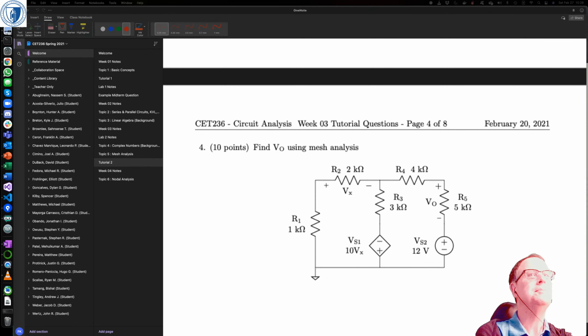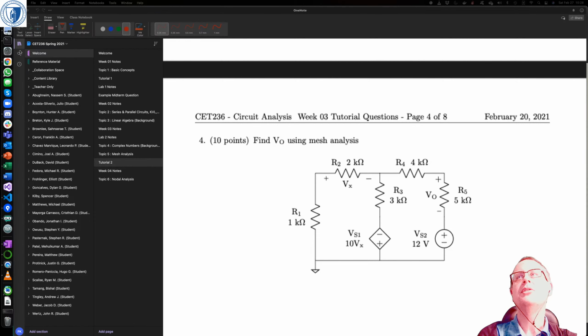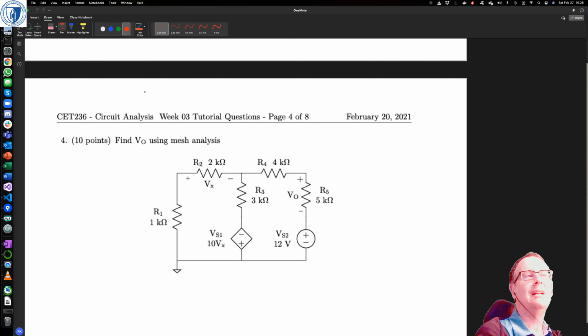Okay, so we're doing question 4 here, right? Now this along with question 3 are one of the tougher ones. So have a look at it. It's very similar to the example that I did. The main difference is that the dependent source is in a different place, but we've still got the dependent source being 10 Vx, and Vx is up here.